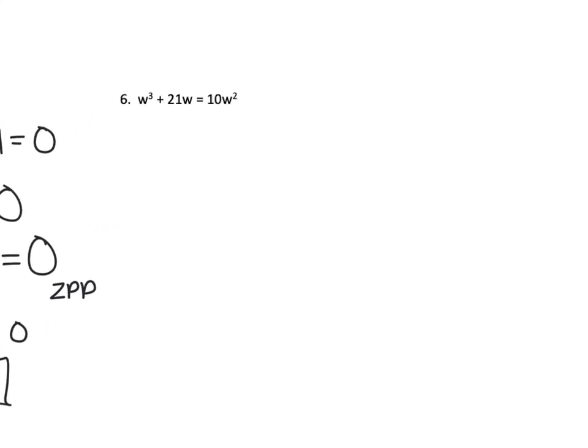All right, number 6, last one I'm going to do in this video. Place it in standard form by subtracting 10w squared from each side. Produces w cubed minus 10w squared plus 21w. So hopefully you notice this is more than quadratic. This is what we call cubic because the highest degree is 3, but we can still solve this using the same method we've been doing.